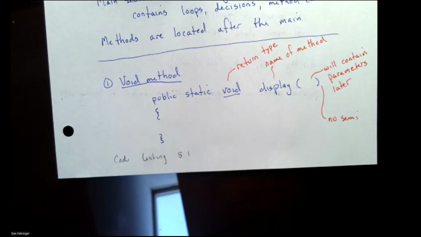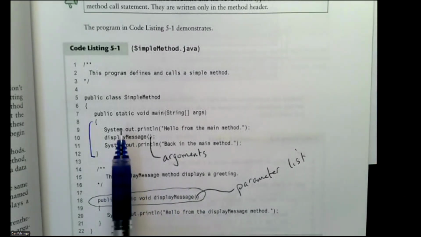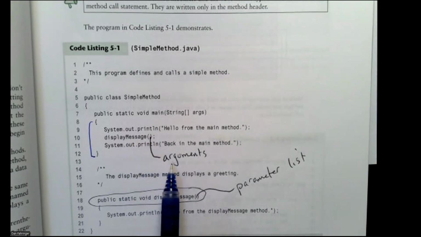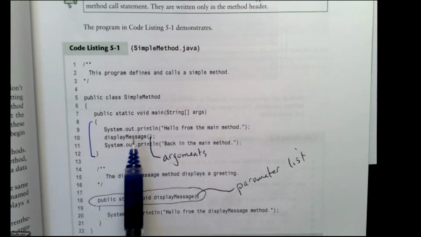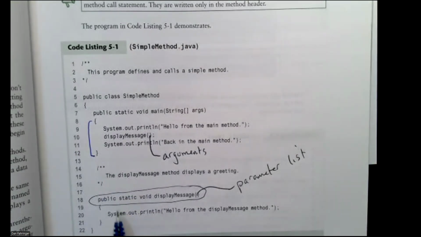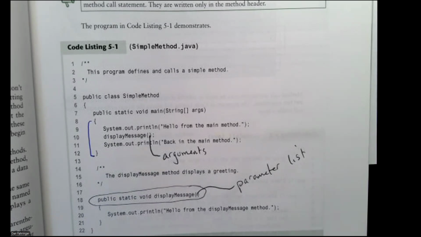You typed in code listing 5.1, and here we go. Here's the main. We call displayMessage. Right now, there are no arguments. So I go line 9, hello in the main. Line 10 jumps all the way down to line 18. It goes until the end of the body of this method called displayMessage. Then it jumps back up, so 10 to 18, excuse me, back up to line 11.